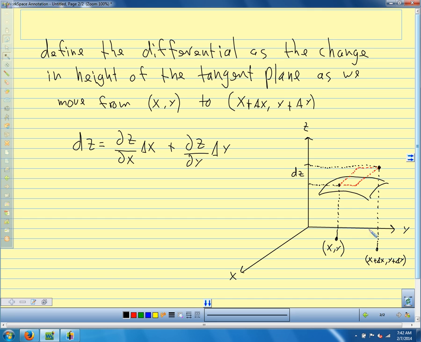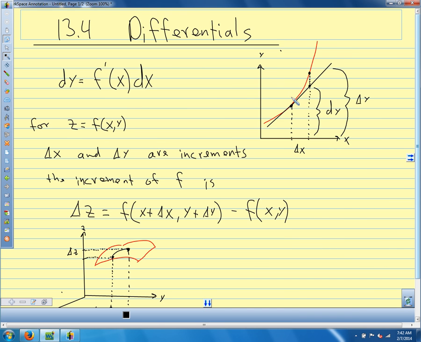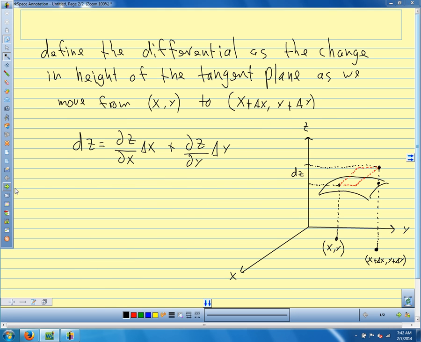So we move between these two points on the tangent plane, and delta z would be the change in height of the surface in that same interval, as we change from (x, y) to (x plus delta x, y plus delta y). So this is just a three-dimensional version of the picture that we drew before. If we turn this sideways, looking exactly sideways at the plane, we would get a picture where the red line is our surface, and this is our tangent plane. So this is what we're talking about.